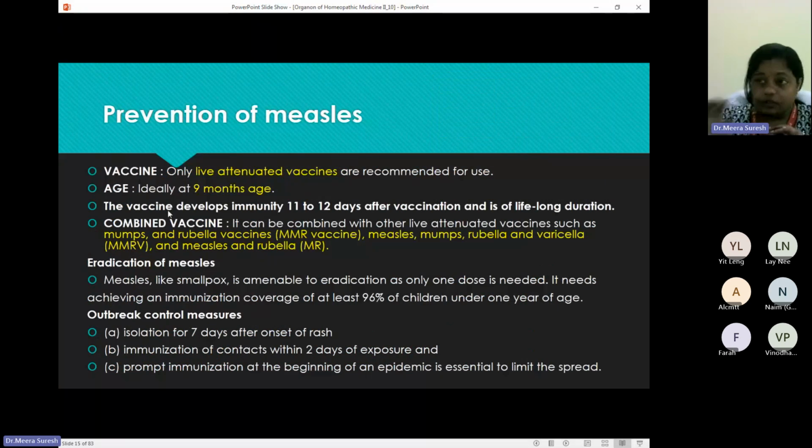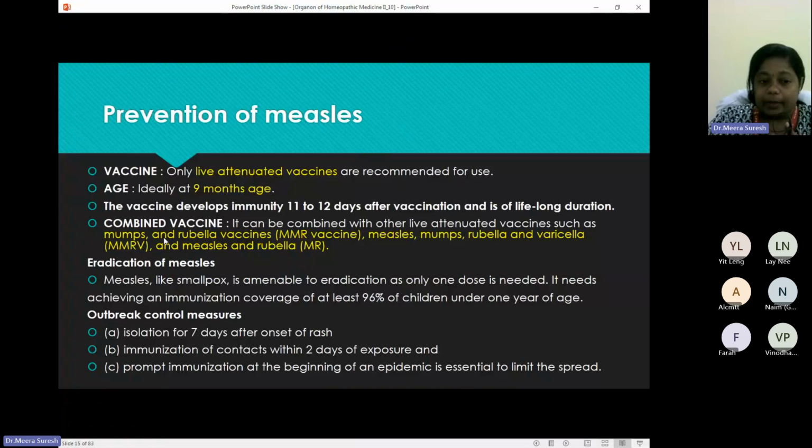So that is why in case of measles, the vaccination becomes important. As I told you, in chickenpox, though the vaccine is there, it is not kept as mandatory. But the measles vaccine, be that in Malaysia or in India, is mandatory. At the ninth month, the baby will be given MMR. The live attenuated vaccine is recommended for usage and usually given at 9 months of age. The vaccine develops immunity 11 to 12 days after vaccination and usually it is of lifelong duration.